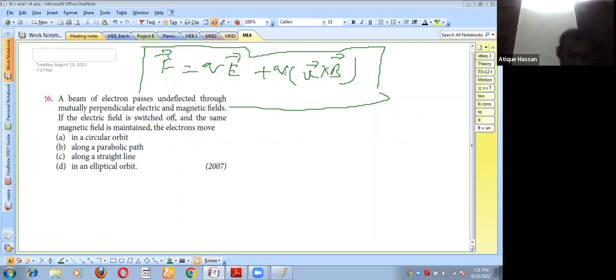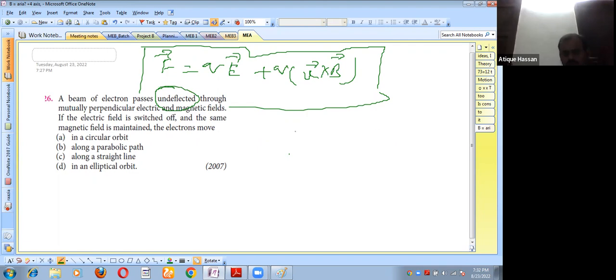So the question says a beam of electrons passes undeflected through mutually perpendicular electric and magnetic fields. If the electric field is switched off and the same magnetic field is maintained, the electrons move in... So first it is said in the question that the beam passes undeflected. How is this possible? Undeflected means the force of the electric field and the magnetic field balance.